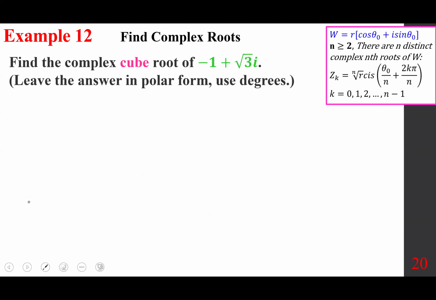Want to find complex roots? Find the complex cube root of -1 plus square root of 3i. Leave the answer in polar form, use degrees. All right, so we are going to go to R cis theta. That means we need R, which is the square root of x squared plus y squared. X is -1, y is square root of 3. This gives us 1, this gives us 3. They add up to 4, and therefore the square root is 2.